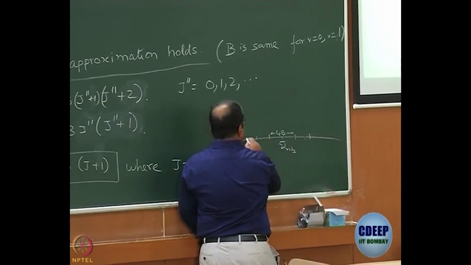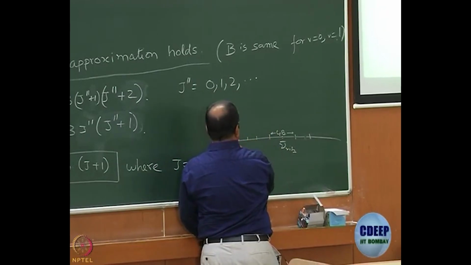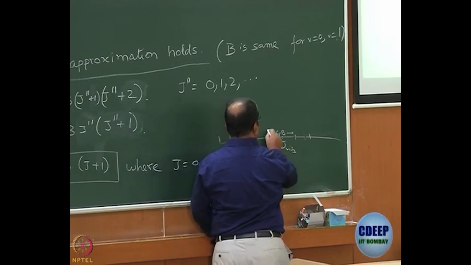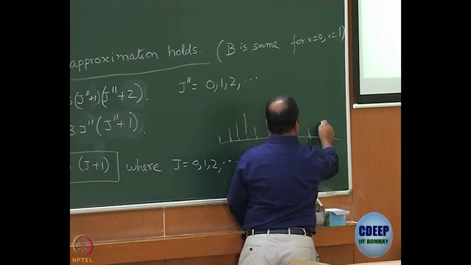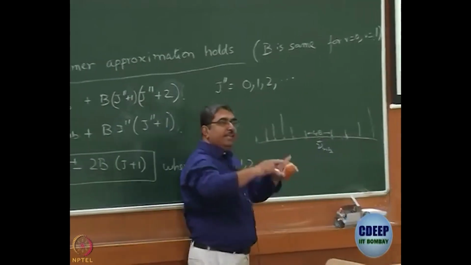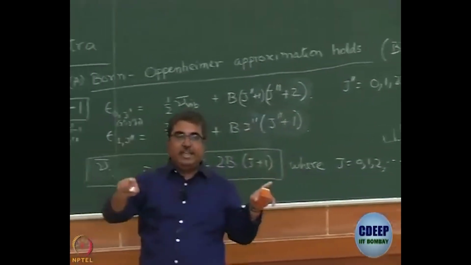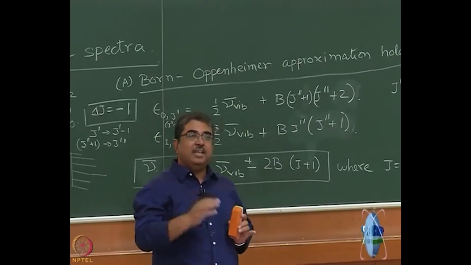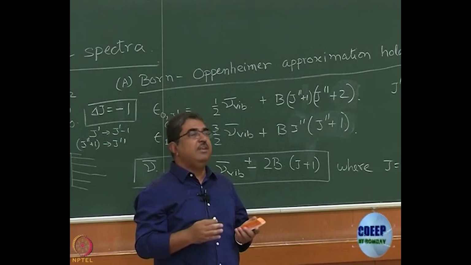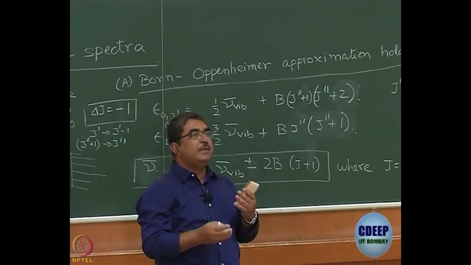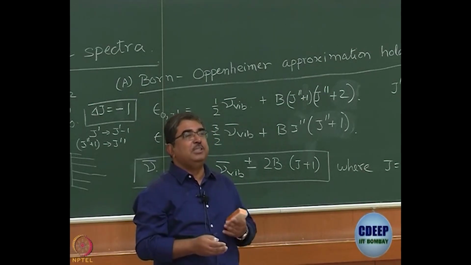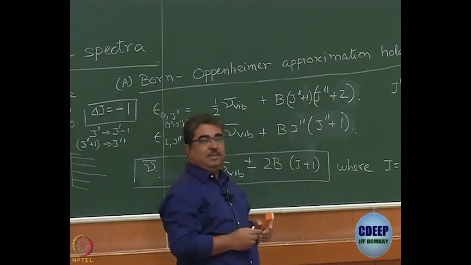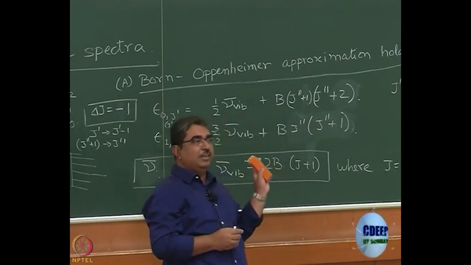So, what you get essentially is two wings, each of which is exactly like the rotational spectrum of the molecule, one on the higher side, one on the lower side of the frequency, which represents the energy difference between V equal to 0 and V equal to 1, 0 vibrational levels. Okay? That is what you see experimentally. Are we clear so far?